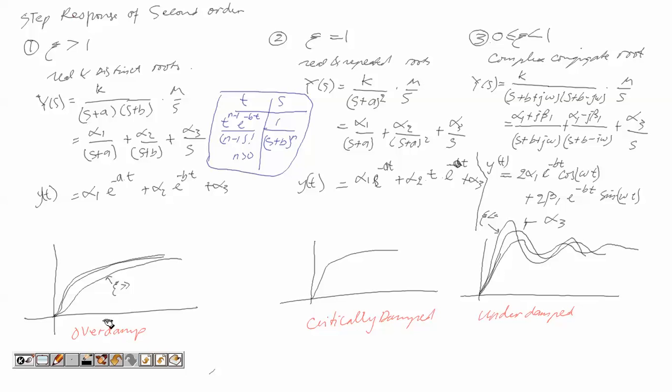Okay, so this is time. Sorry, I forgot this one, y(t). So now we concern the third case, that is the second order system that produces complex conjugate roots.